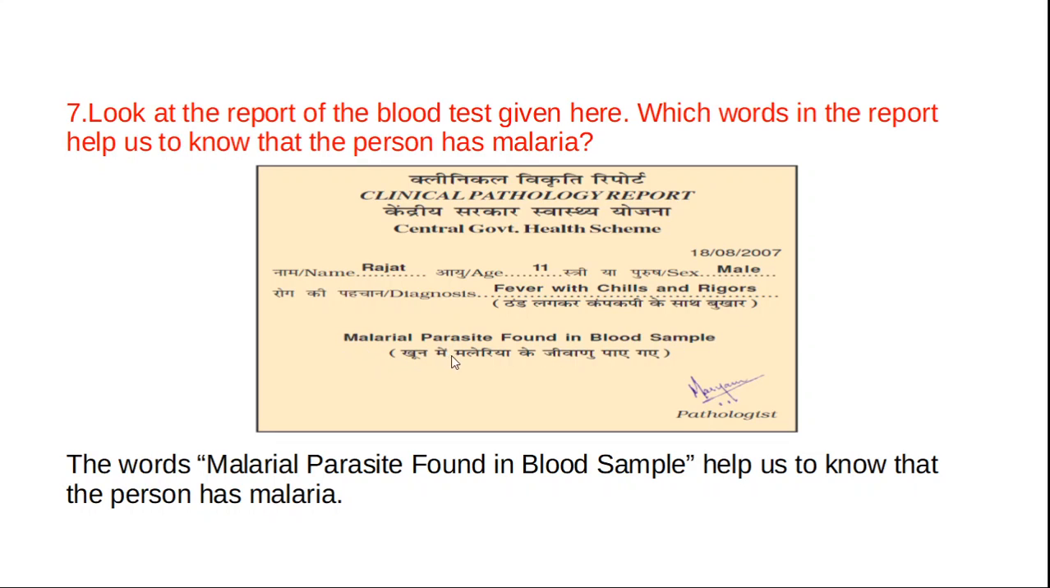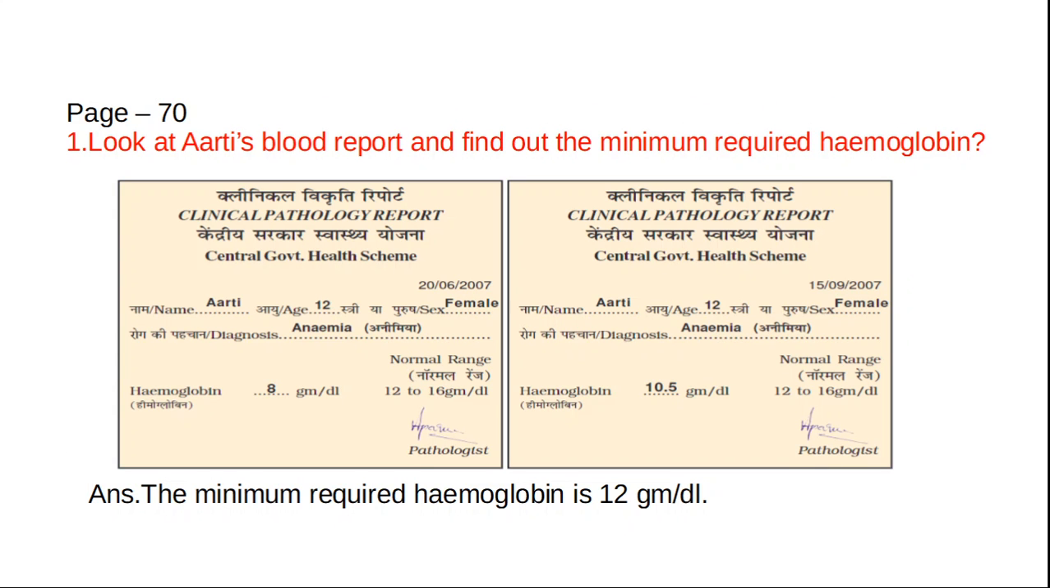See here, malaria parasites found in the blood sample. So by these words we can find out the person is suffering from malaria. Okay children, now next one. See here, page number 17. Look at Arthi's blood report and find out the minimum required hemoglobin.